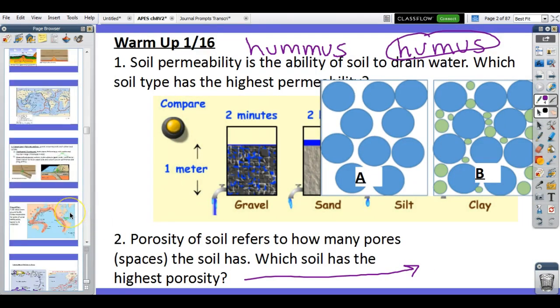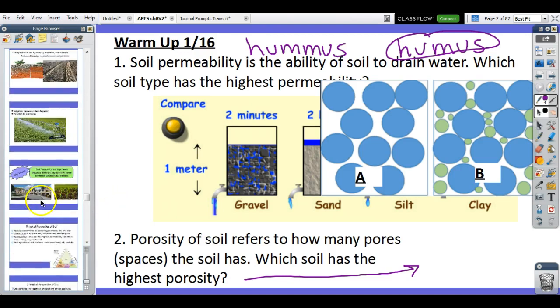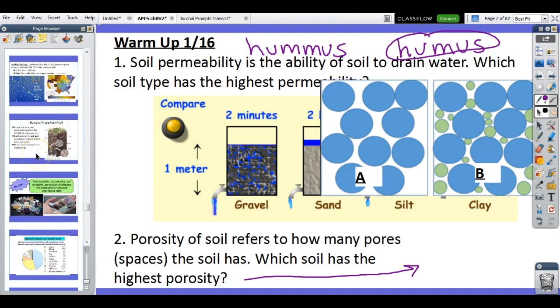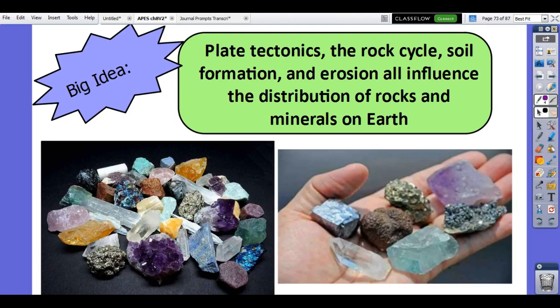So let's go down to minerals. When we talk about minerals, we're going to talk about how different things are distributed on the planet. So plate tectonics, right, the moving of plates, the rock cycle, the formation of soil, all of those things influence where our minerals and rocks and precious gems are located. Okay, so we're talking about mining, getting valuable stuff. What did we say about the core of the earth? What is it made out of?